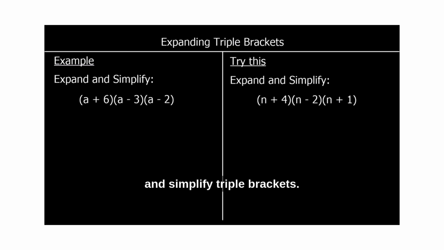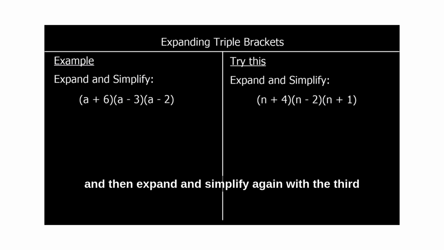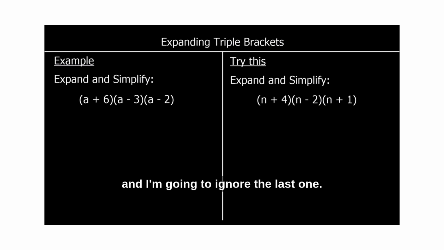Expand and simplify triple brackets. We've got a plus 6 times a minus 3 times a minus 2. To expand and simplify triple brackets, we initially expand and simplify 2 of them, and then expand and simplify again with the third bracket. So we're going to start by ignoring one of the brackets, and I'm going to ignore the last one. So I'm going to expand and simplify a plus 6 times a minus 3.